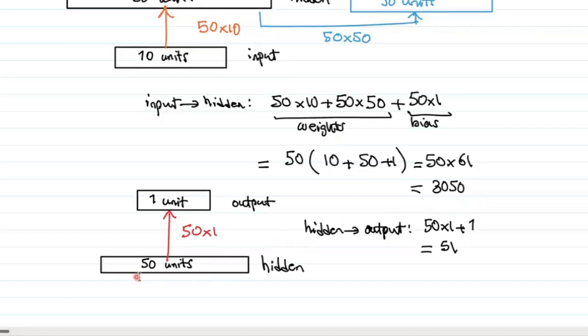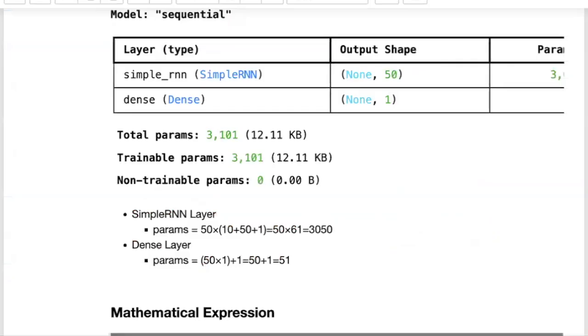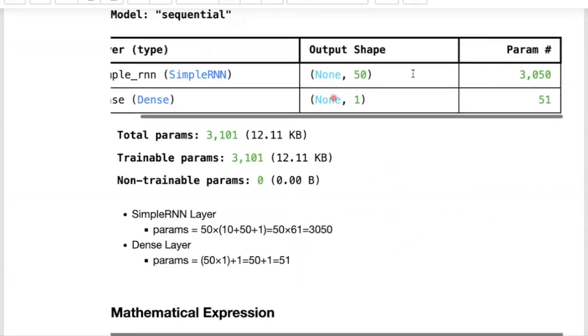And then when you want to go from your hidden state to the output layer, this one is much easier, right? Because you have 50 units. And once you compute the output of this, now you have to connect everything to that 1 unit that we have at the end. And that's 50 times 1 plus 1 extra bias term for this single unit that we have here. And that will give us 50 plus 1 or 51. And if you add this, you get 3,101 units, which is very much consistent with what we see here.